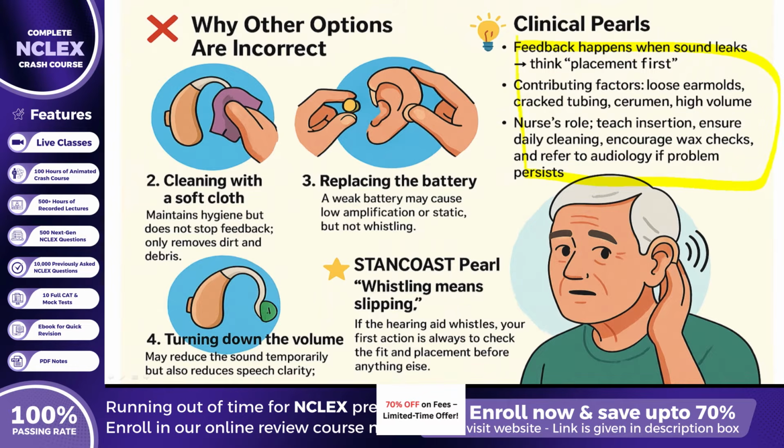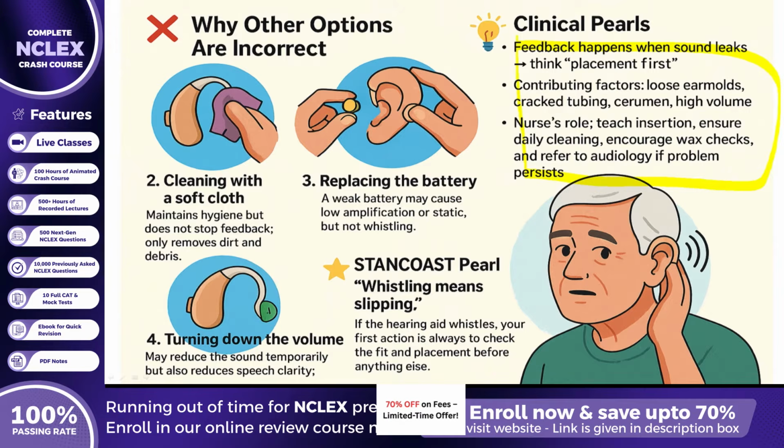And finally, here is your NCLEX tip. When faced with a question about whistling feedback, always think placement first. Test-taking pearl: whistling means slipping. If a hearing aid whistles, your first step is always to check how snugly it fits in the ear canal before considering other adjustments.